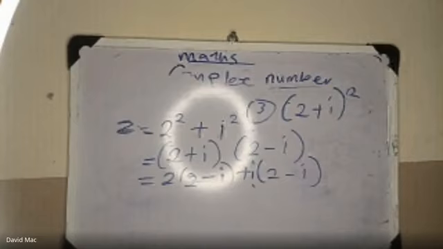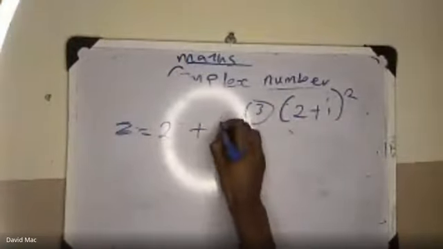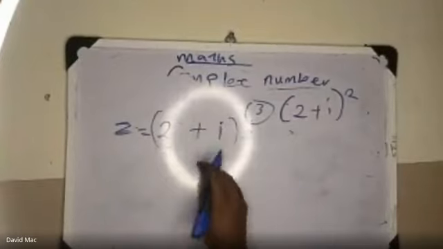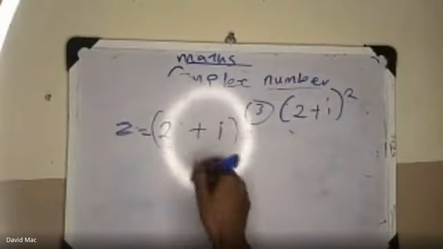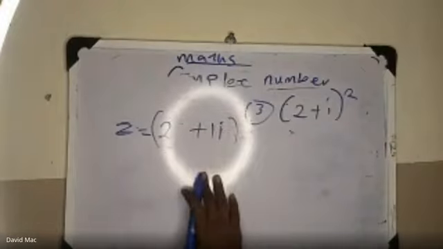Now, normally when you see 2 plus i, let's open this bracket. This is a complex number, as I said. The way you solve complex numbers is not the way you solve your normal equation. So you have to be very, very careful. Now let me try something. When you open this bracket, normally, what is the coefficient of i here? The coefficient of i here is 1. Do you understand?